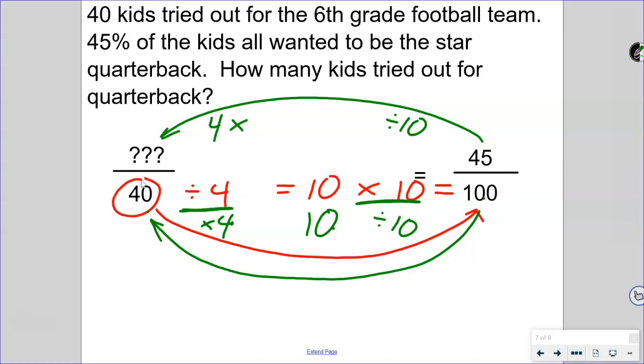So if I take 45 and divide it by 10, that's a nice, easy little decimal shift, one spot to the left. And that's going to give me 4 and 5/10. So here we go. We got 4 and 5/10 right here. And now I need to take that and multiply it times 4. And really quickly, guys, that would be a really easy doubling and halving problem. 4 times 4.5. If I double 4.5, it becomes 9. If I halve the 4, it becomes 2, which gives us 18. So now we know that 18 out of the 40 kids, which is the same thing as 45%, wanted to be the quarterback of their team.